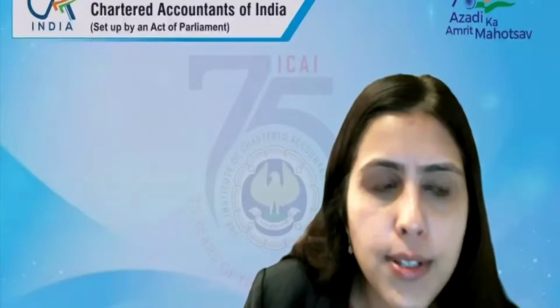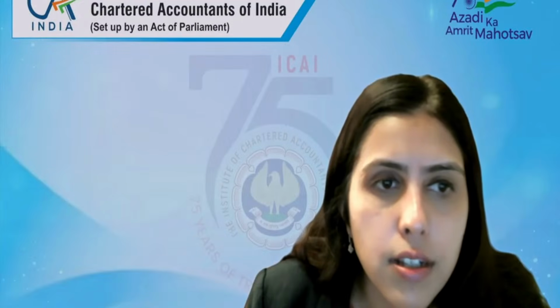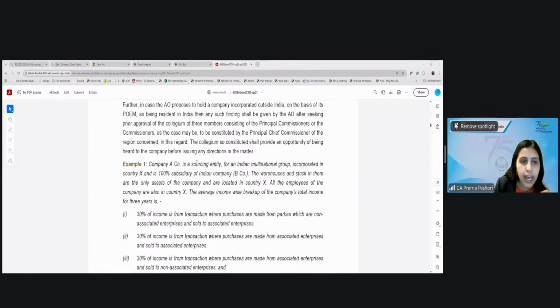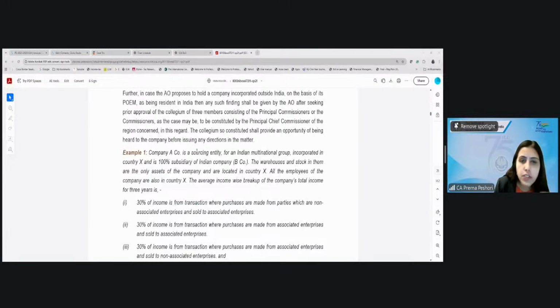Let's look at few examples from the module. Company A is a sourcing entity for a multinational group incorporated in country X and is 100% subsidiary of the BCO. The warehouses and stock in them are the only assets of the company and are located in country X. All the employees of the company are also in country X.